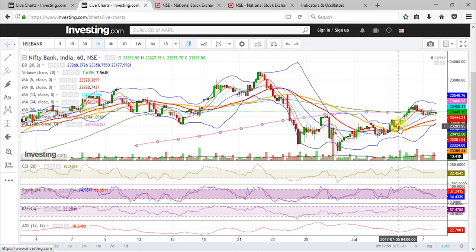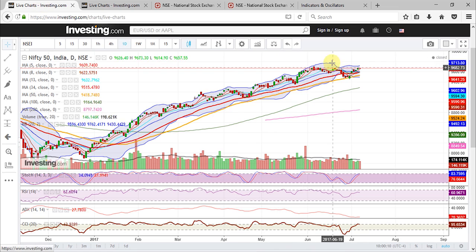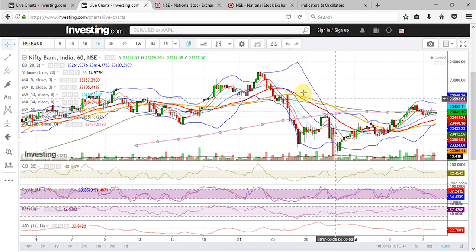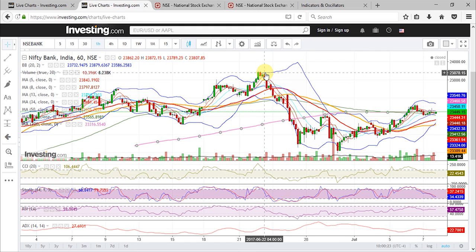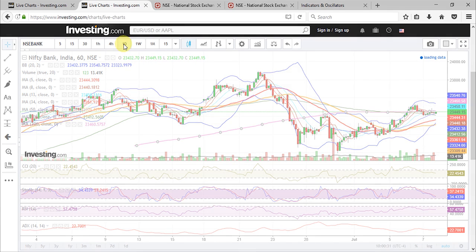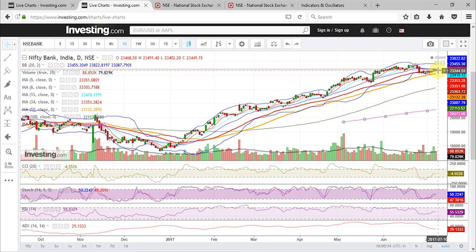But broadly the Bank Nifty was range bound and it underperformed the Nifty, because what we can see in the Nifty chart is that Nifty is close to its all-time high, but the Bank Nifty is almost 400 to 450 points away from the highest point it reached on the 22nd June.